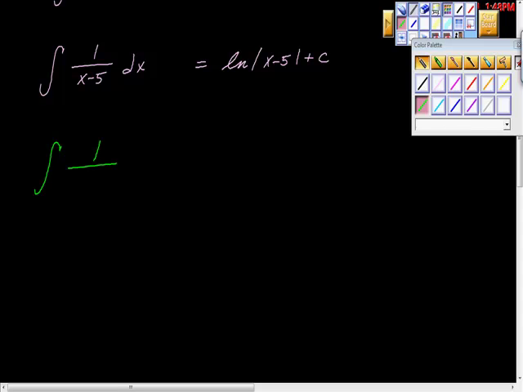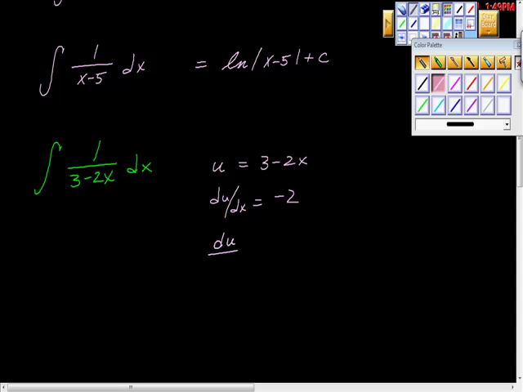1 over 3 minus 2x. So this one's not quite as easy, is it? So how are you going to solve this? What are you going to do here? Sure, I'd use u substitution. u equals what? 3 minus 2x. Good. du dx is negative 2. See if you can skip all the way over and see what dx equals. Can you see it? What is it? du over negative 2 equals dx.